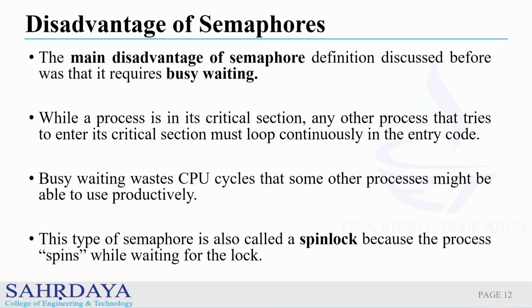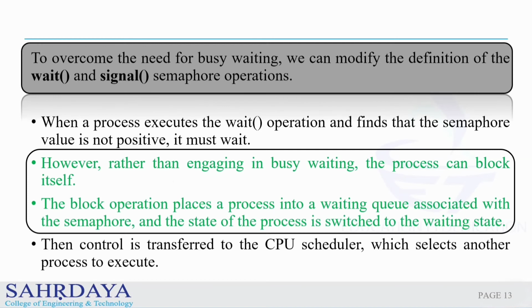Okay. Now let us see if we can find any solution for busy waiting. To overcome busy waiting, can we find any solution? Let us look in the further slides. Okay, so to overcome the need for busy waiting, we can modify the definition of the wait and signal semaphore operation. So by making a simple modification, we can overcome the disadvantage of busy waiting. So let us see how it is done.